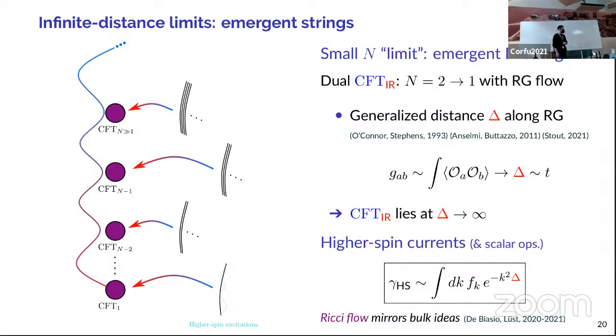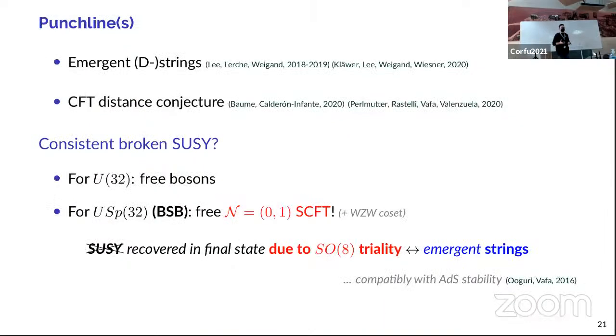This point lies at infinite distance of the anomalous dimensions of higher spin currents. So you see, one side contains a light Kaluza-Klein tower, exponentially suppressed, and the other side contains higher spin excitations, which are exponentially suppressed in the distance. So the punchline is that it looks like the emergent string scenario is realized fully in this non-supersymmetric setting, along with the CFT version of the distance conjecture, which is very much connected.